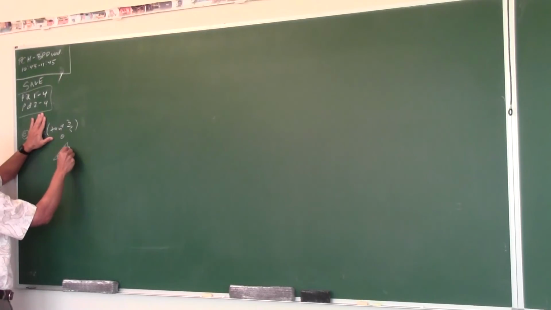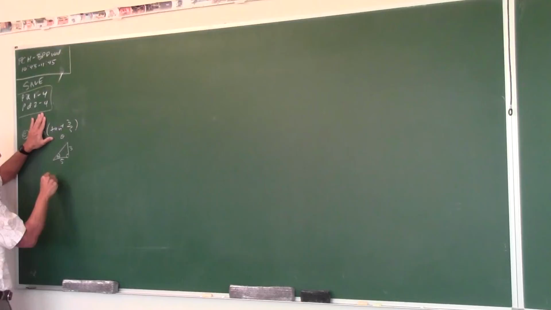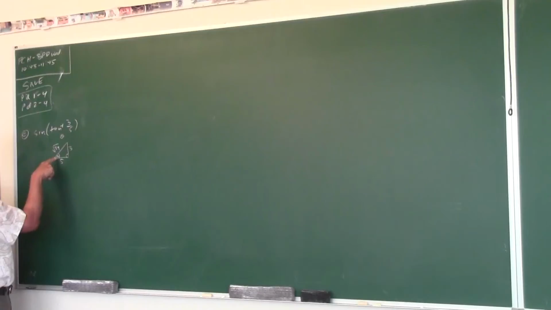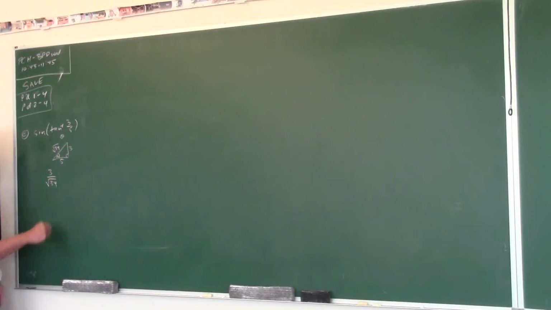So what is tangent? Opposite over adjacent. And then using the Pythagorean theorem, that'll be the square root of 34. Do not put 4 there. Now, all you have to do is take the sine of this angle. Well, look at that angle. What is the sine of this angle? Opposite over hypotenuse. 3 over root 34, I'll take that right there.